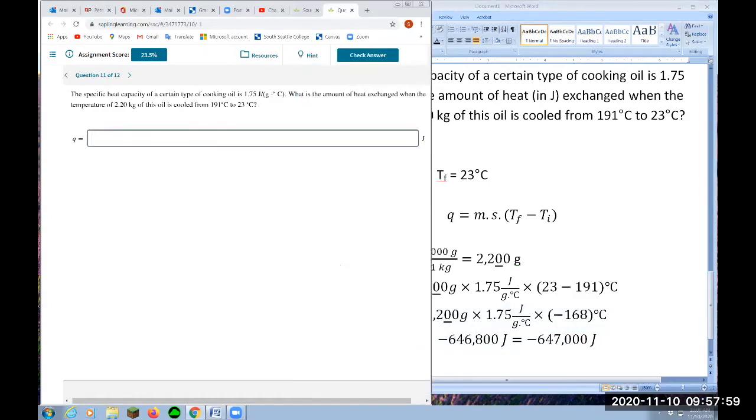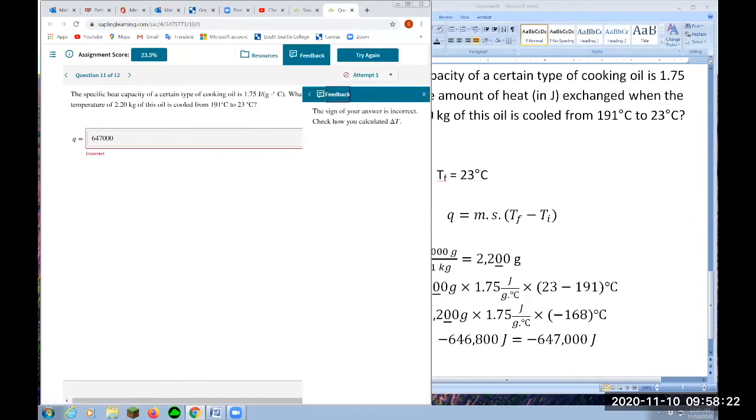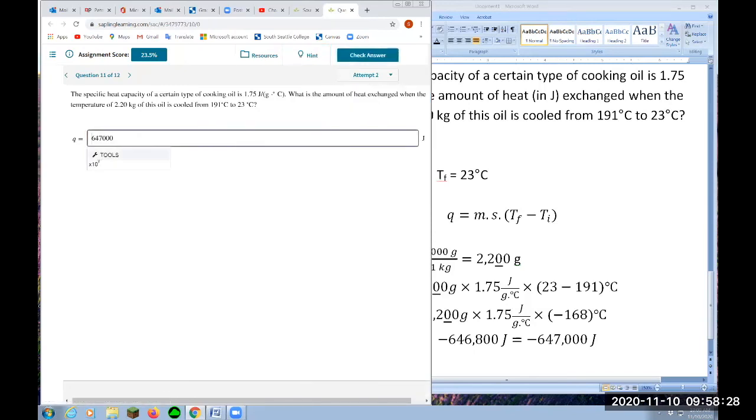So let's enter that in Sapling. So negative, oh, it says not a valid number. I guess they are not expecting a negative value. Okay, well, let's enter it positive. Let's try that. Incorrect. Well, the sign is incorrect. I was trying to put it in, but I guess there is a way to do it, and I'm not sure what it is.